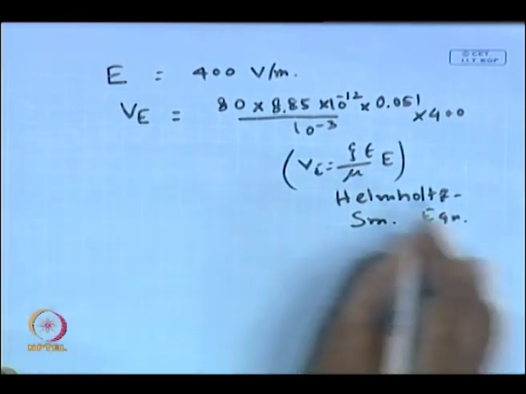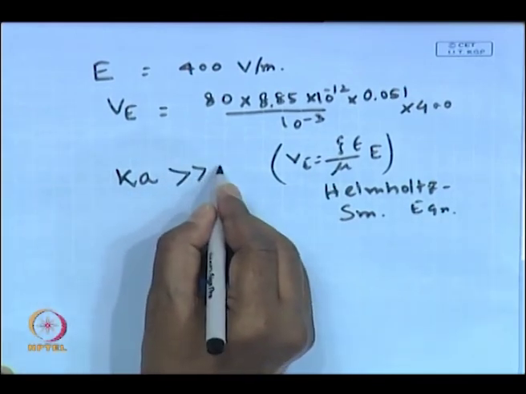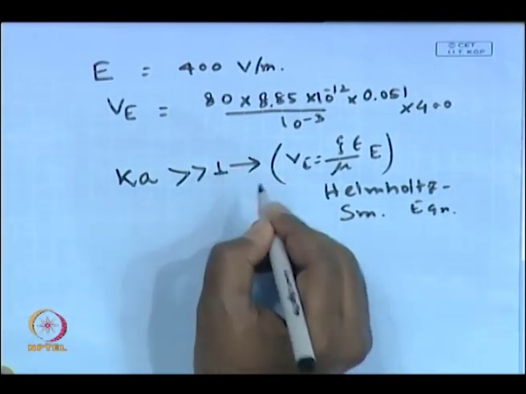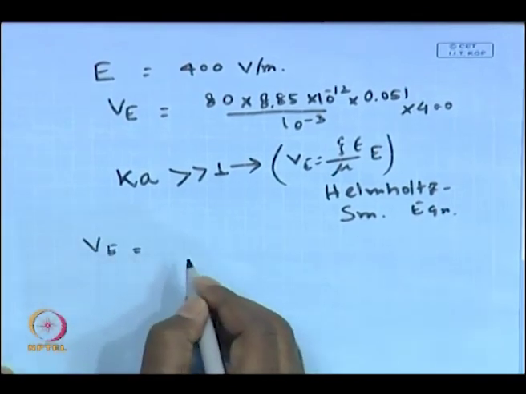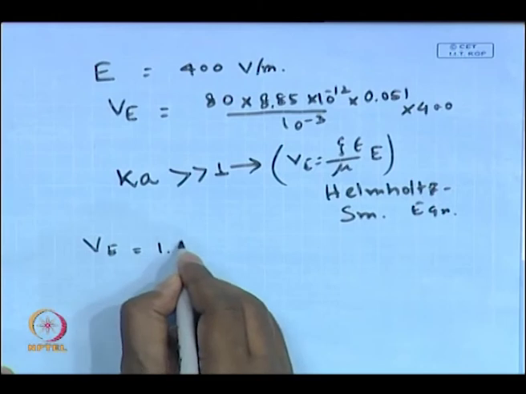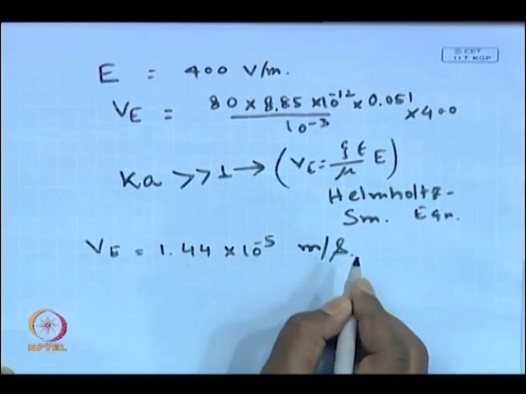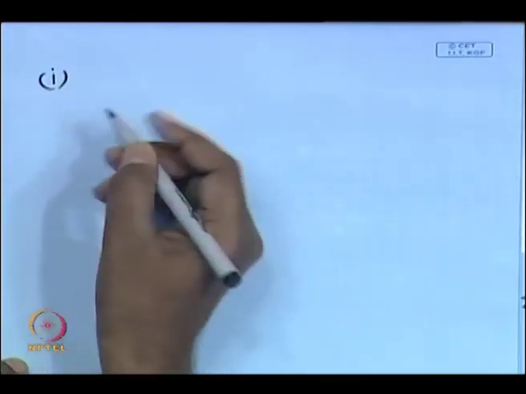And if you remember, it occurs when kappa A is much greater than 1. Under this condition, you are going to use this expression. Okay. So, the electrophoretic velocity turns out to be 1.44 into 10 to the power minus 5 meter per second. Okay. Now, we will be in a position to calculate the various quantities. Now, once we get these values, then let us solve the first part.